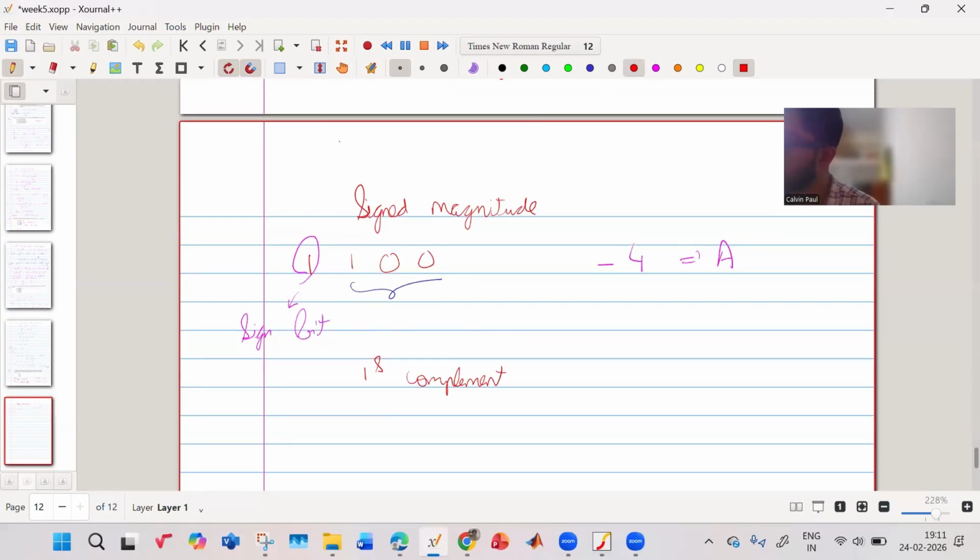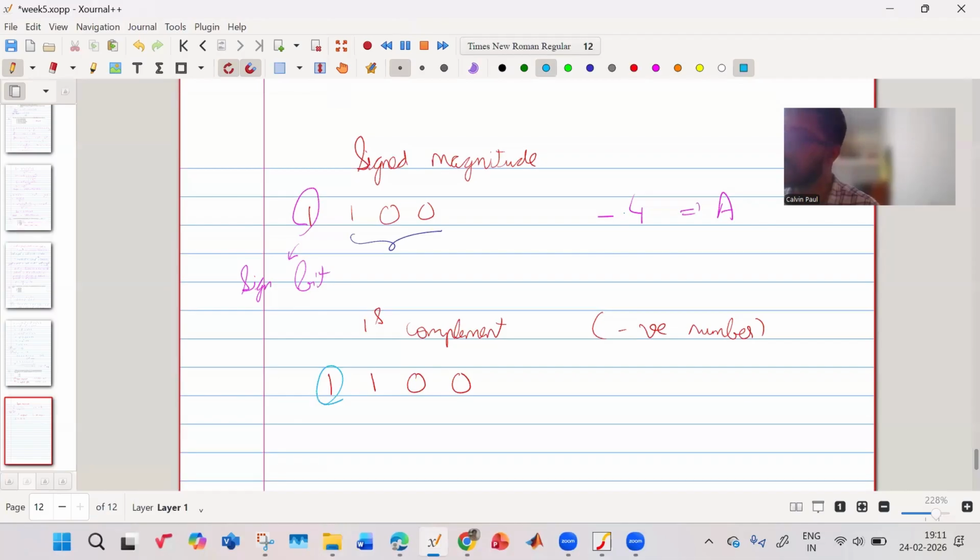So we have 1, 1, 0, 0. What does it mean? It means it is a negative number, right? It's a negative number because of this sign bit, which is 1. It means it's a negative number.